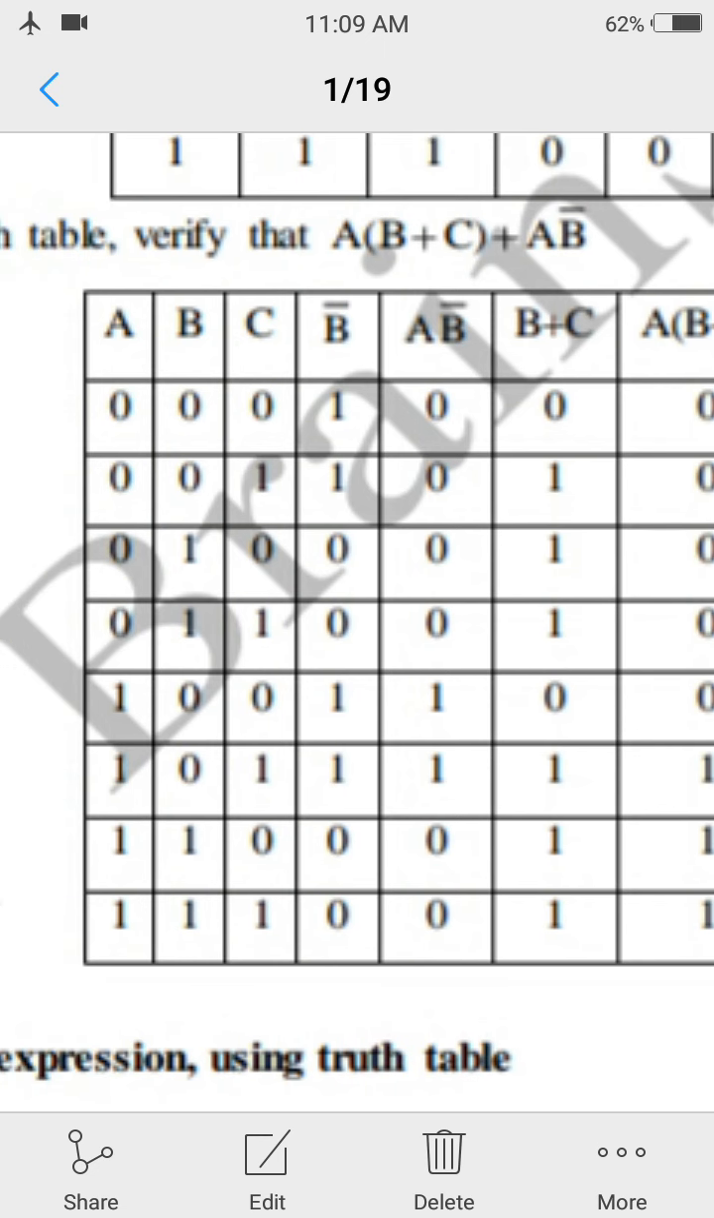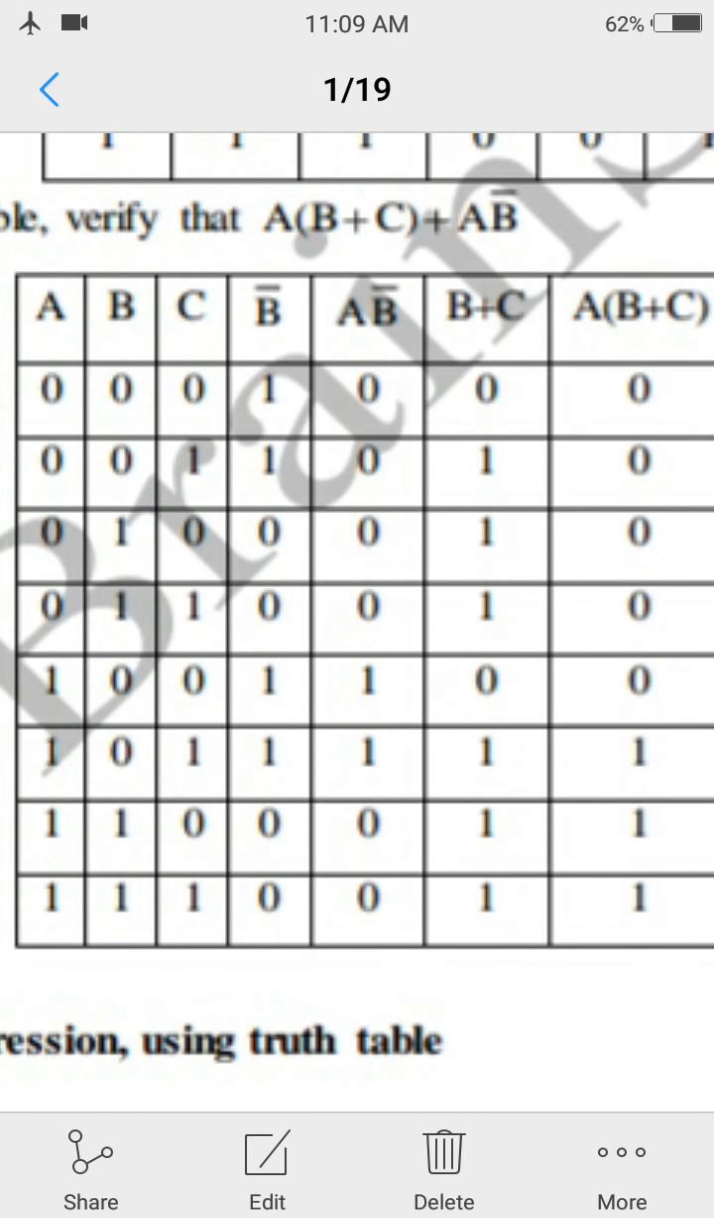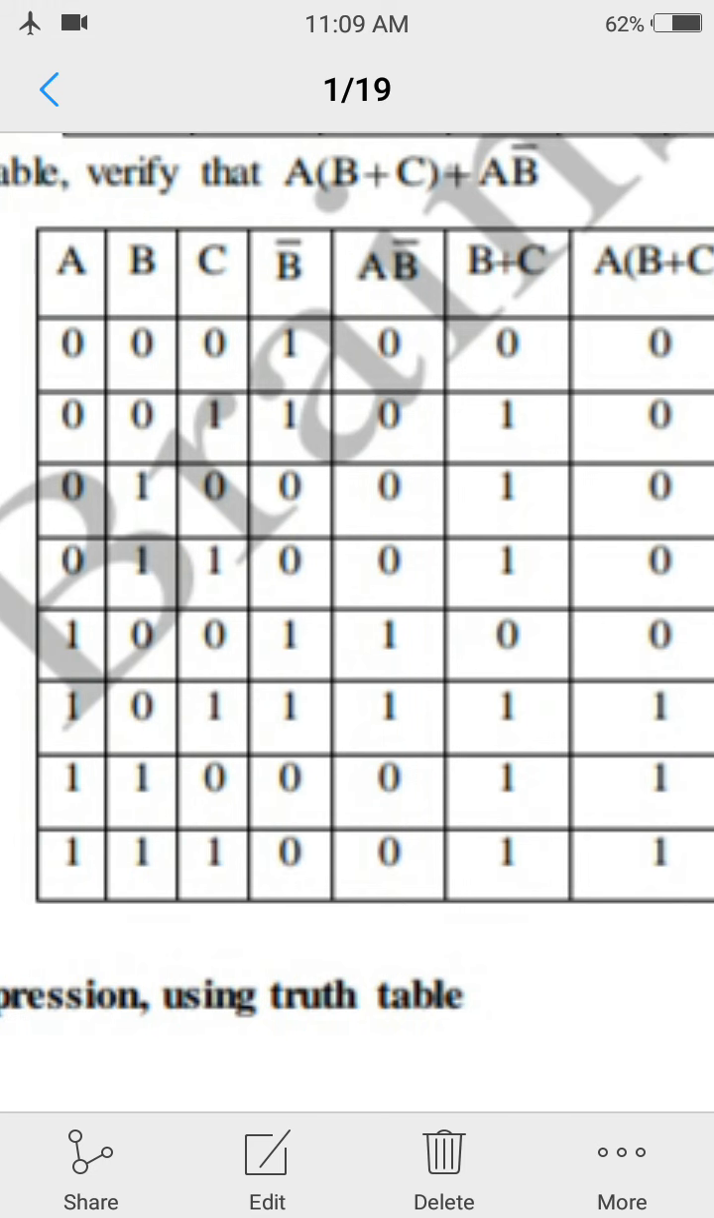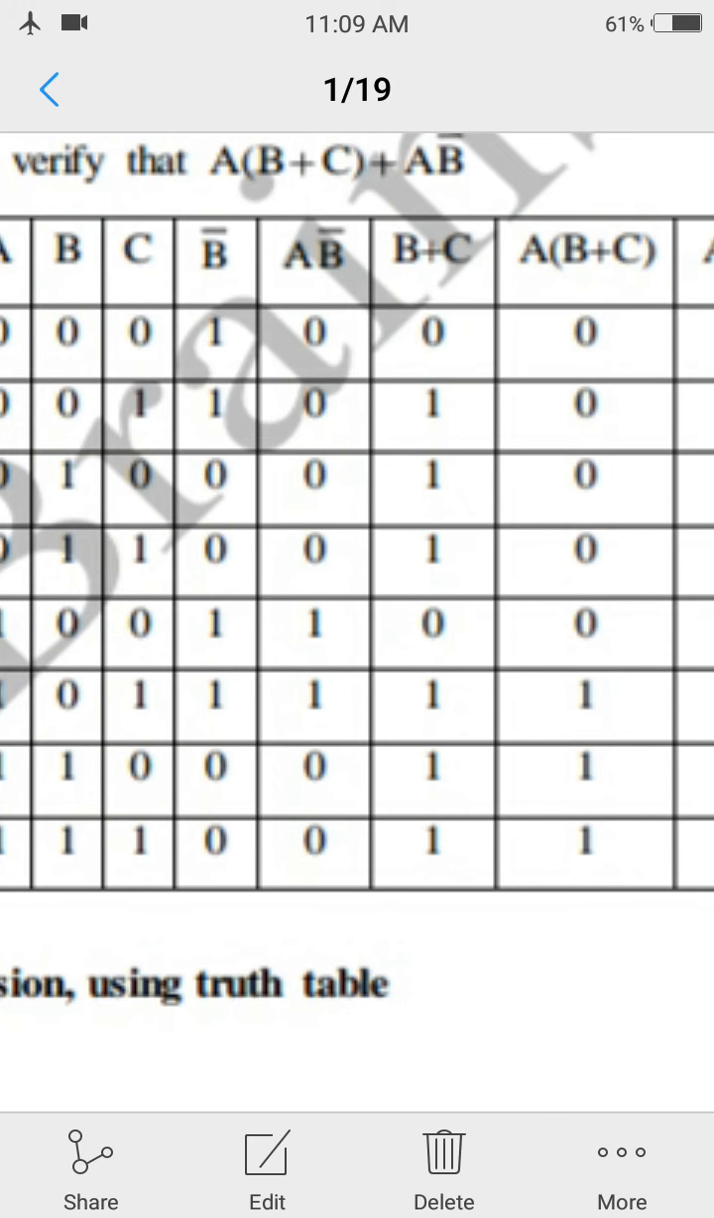As we know the value of A in the first column of the truth table, and the value of B naught in the fourth column, we combine these two values by making the AND operation, which means multiplication, upon A and B naught. You can see in the first row A is 0, and in the same row the value of B naught is 1. So 0 and 1 is 0. So A B naught is 0.